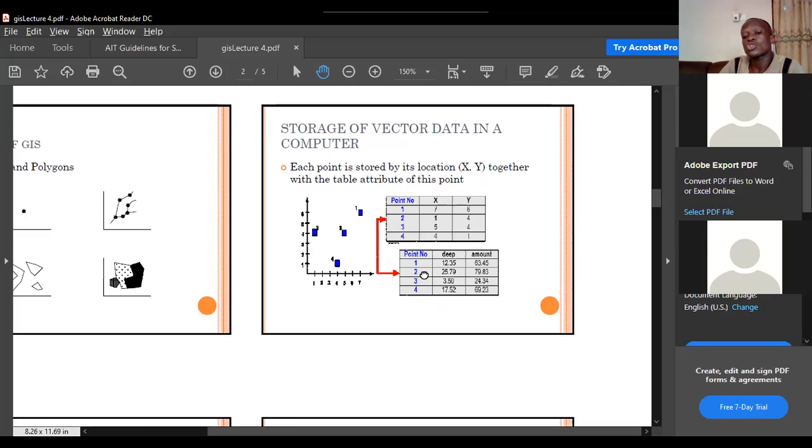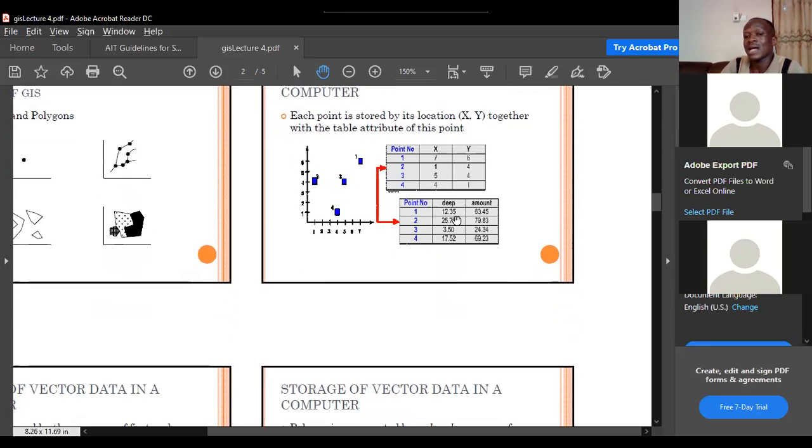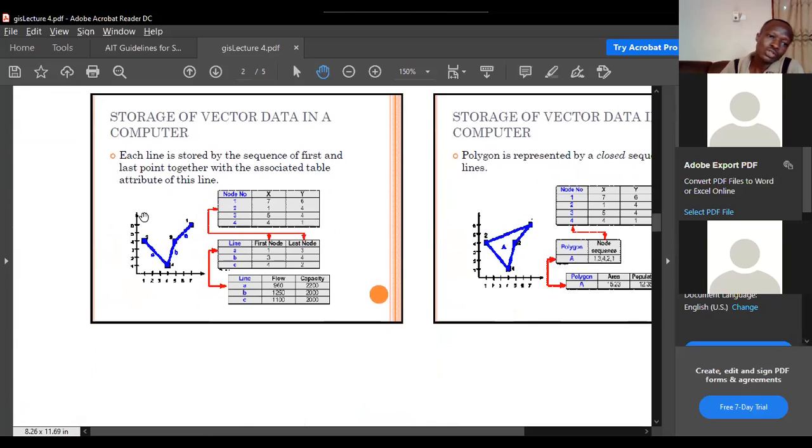We can also store attributes at that point, such as how deep that place is, how high that place is, the name of the place. We can talk about different things that happen at one particular place. All that will be stored in the columns to the right. As we move to the right, we'll have that. So for lines, we are trying to store lines in the computer.